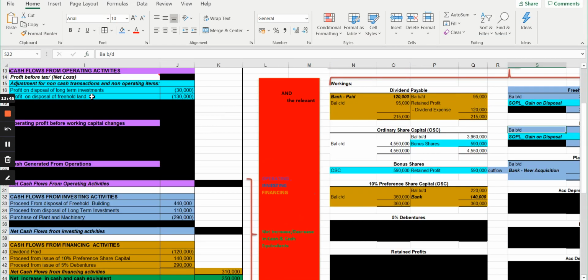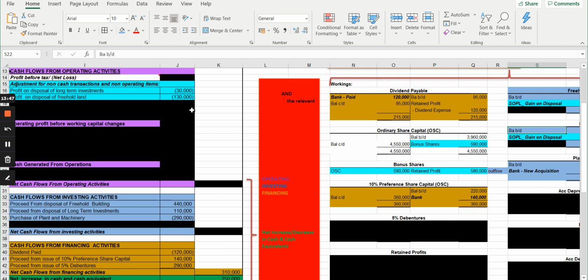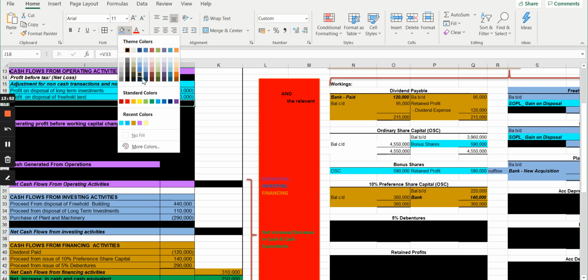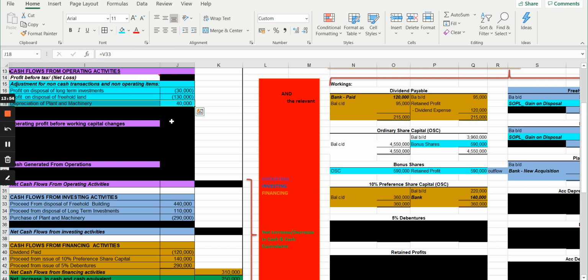So you can straight away include it here. You can put it here, and you can color code that as turquoise, 40,000. So depreciation was earlier being deducted. Now you will add back because depreciation is a non-cash transaction.